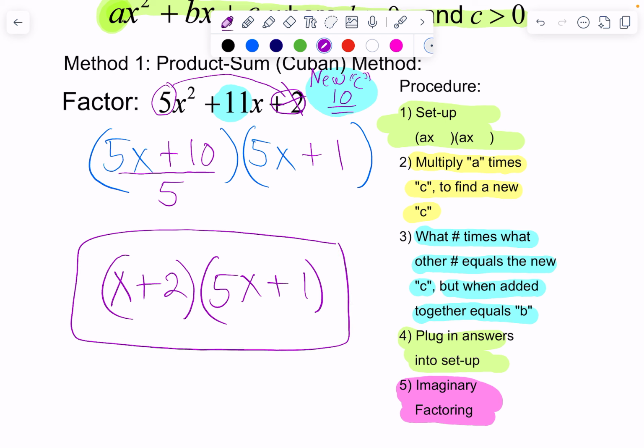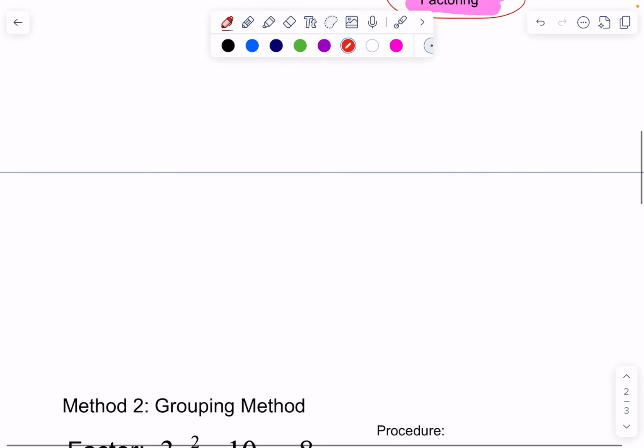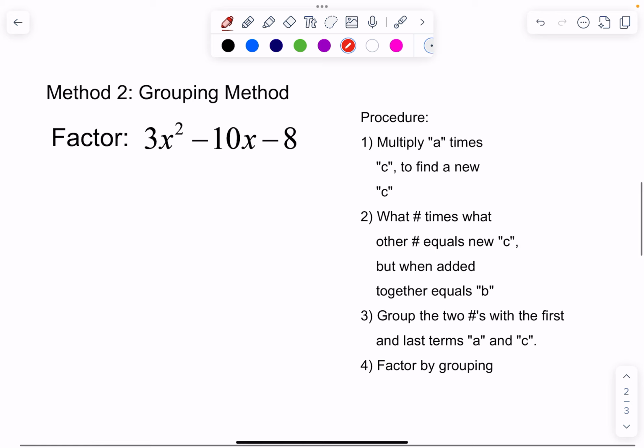Now, a lot of times, I'm not going to lie to you, this imaginary factoring part really confuses people. They forget it. So if you don't like that, or you think you're susceptible to perhaps forgetting the imaginary factor at the end, let's go ahead and show you the next method. Method 2 is called the grouping method, okay? This is just as good, just a little bit different.